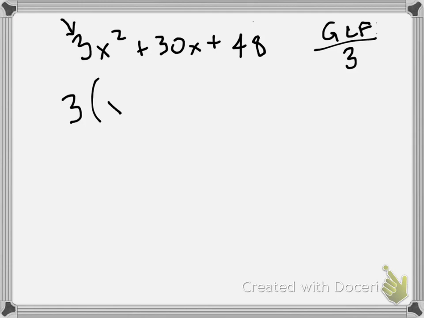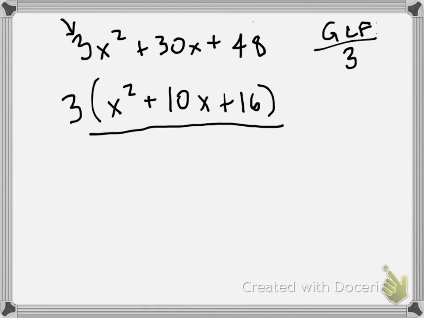Okay, I'm going to divide every term by 3 to see what's left. 30 divided by 3 is 10. 48 divided by 3 is 16. Okay, and once I've got that GCF taken out, what I've done here is I've made a trinomial that looks very similar to the last couple of trinomials we were working with. Okay, I've got that leading coefficient of 1. And so that is what I'm going to continue to work with here to continue my factoring process.